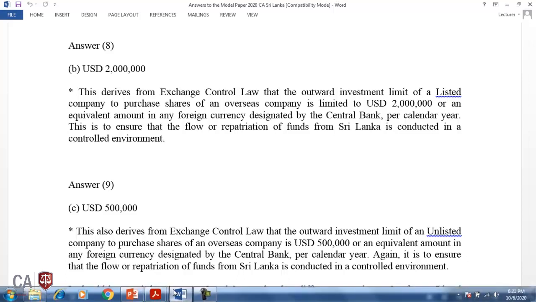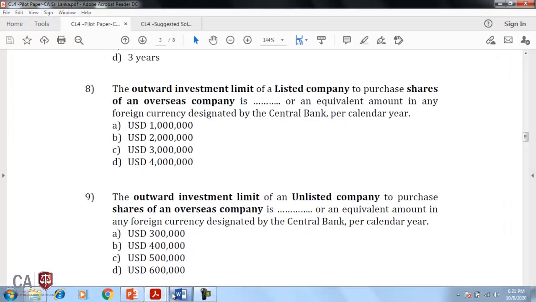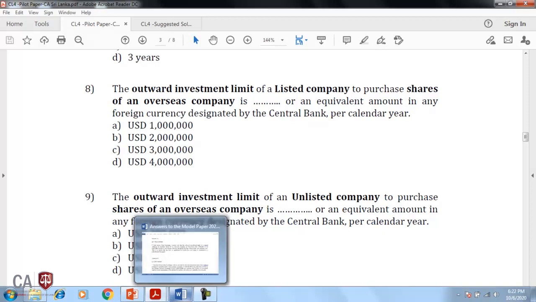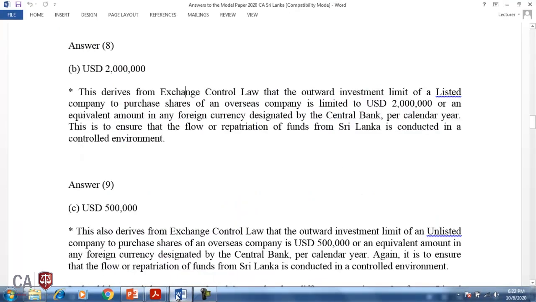The next question is also based on the same law, and it is the outward investment limit of an unlisted company to purchase shares of an overseas company. So, the outward investment limit now of an unlisted company to purchase shares of an overseas company is pretty much below the figure that we answered for question 8 as US dollars 2 million. Per year, you can only take out 500,000 USD. The answer is C.